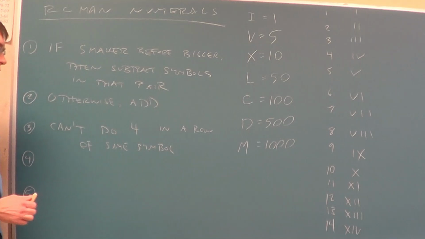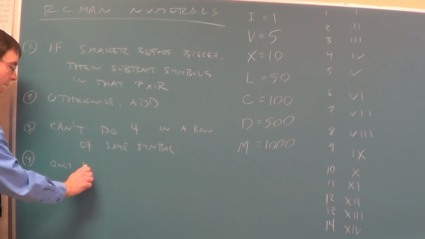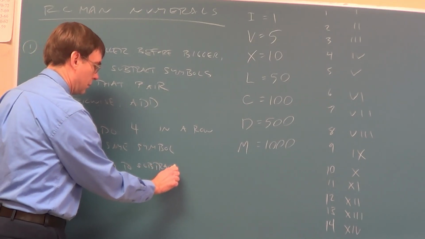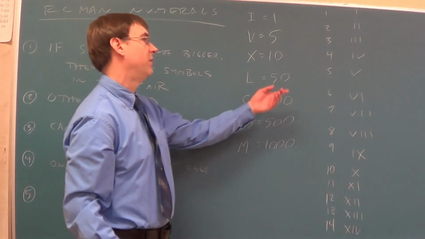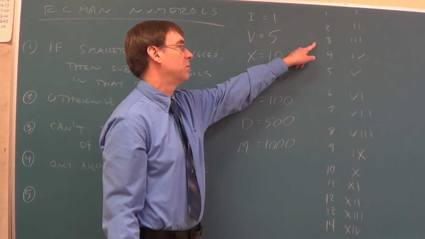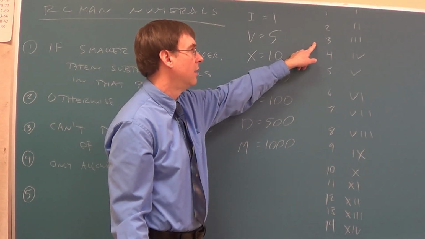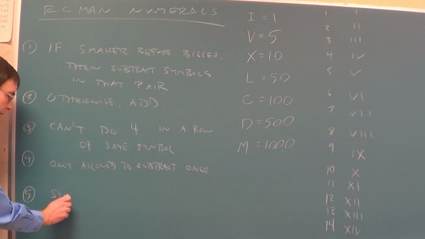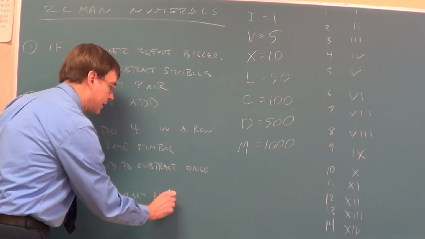Let me give you another rule or two while we're still in camera view of the rules. So another rule here is you're only allowed to subtract once. Like you can't build, let's say, 3 by subtracting 2 away from 5. You're not allowed to subtract 2 of stuff. You're only allowed to subtract 1 time. Another thing on the subtracting is symbols can only subtract.